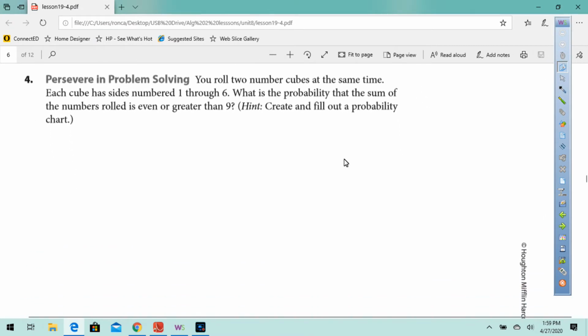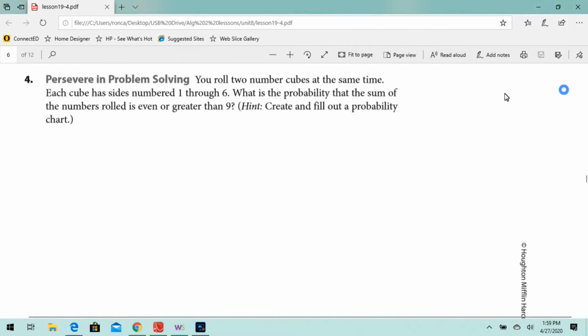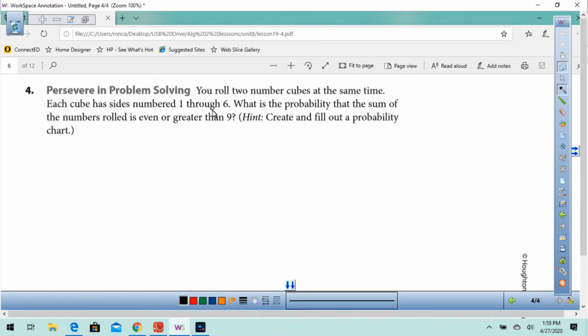You roll 2 number cubes at the same time. Each cube has sides numbered 1 through 6. What is the probability that the sum of the numbers rolled is even or greater than 9? Even or greater than 9. It says to create or fill out a probability chart. Well, let's do that. You got 1, 2, 3, 4, 5, 6, and then you got 1, 2, 3, 4, 5, 6.